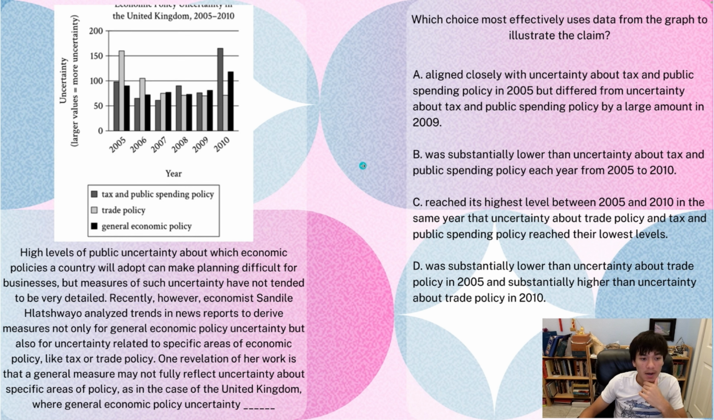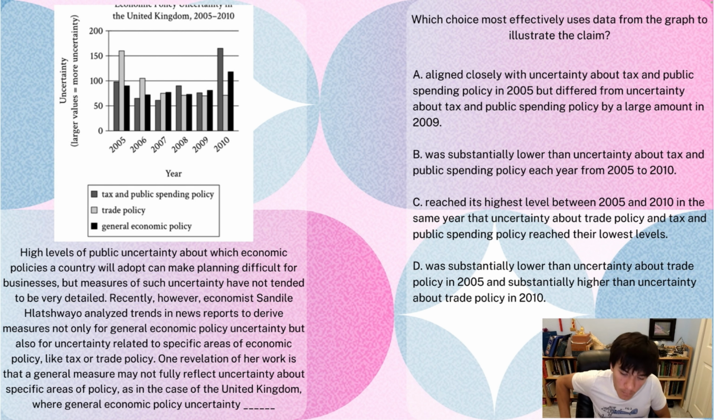High levels of public uncertainty about which economic policies a country will adopt can make planning difficult for businesses, but measures of such uncertainty have not tended to be very detailed. Recently, however, economist Sandal Lachwayo analyzed trends in news reports to derive measures not only for general economic policy uncertainty, but also for uncertainty related to specific areas of economic policy, like tax or trade policy. One revelation of her work is that a general measure may not fully reflect uncertainty about specific areas of policy, as in the case of the United Kingdom, where general economic policy uncertainty blank.